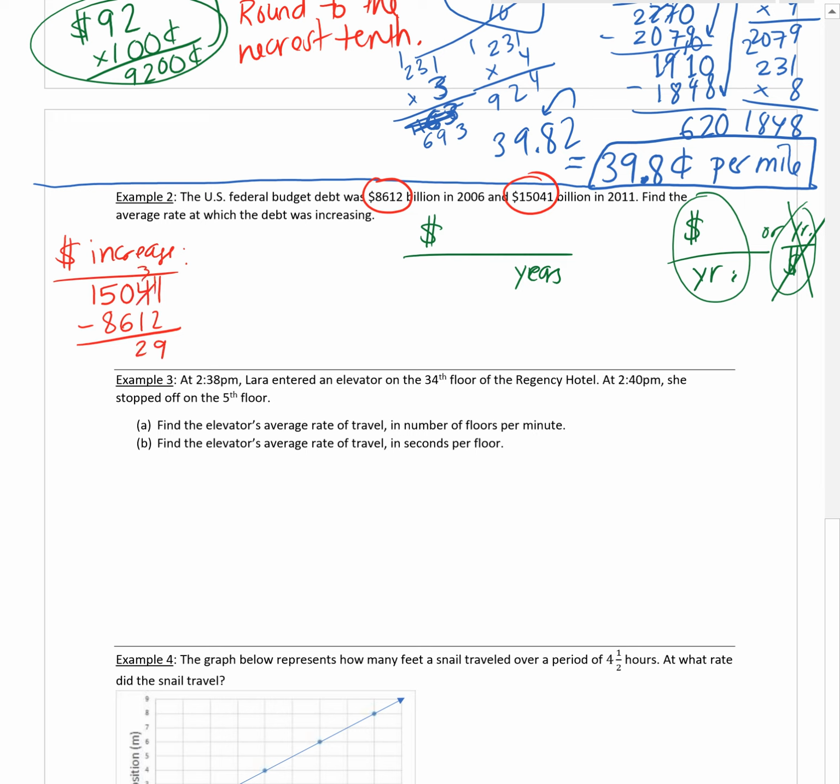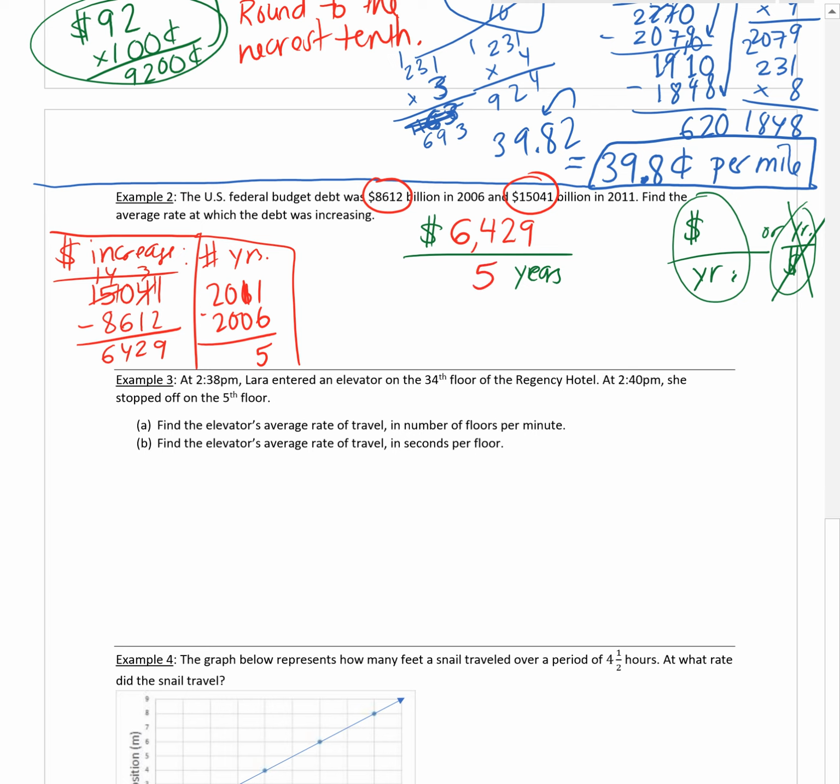That would be 15, 14. Okay, 6,429. So that's how much the federal budget debt increased between 2006 and 2011. And then in the denominator, they want how many years passed between them. From 2006 to 2011, how many years passed? 5 years, right? Because 2006 plus 5 is 2011.